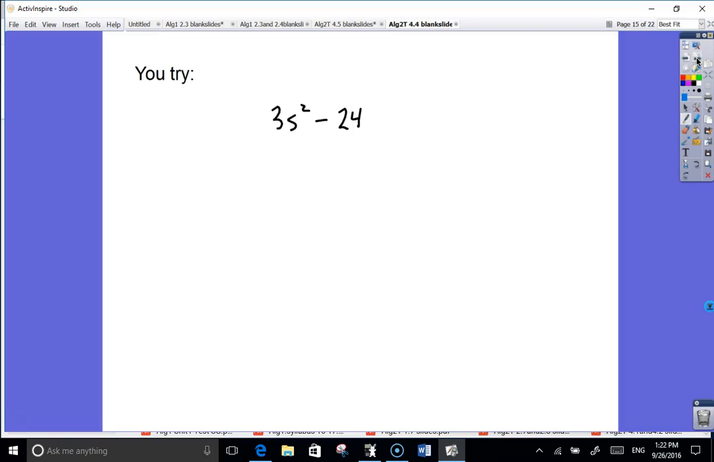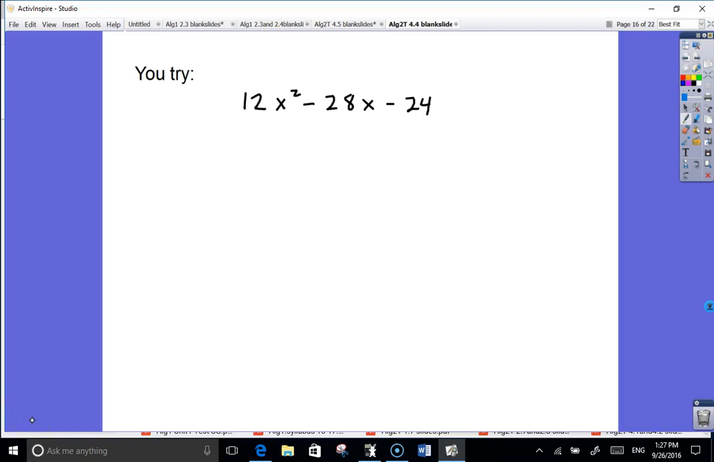So try that one. Did you find a common factor? 3. So what's left inside the parentheses if you factor out a 3? S squared minus 8. Okay, so if that's factorable, s squared minus 8, it would only be if it was a difference of squares. Is it a difference of squares? So you're done. Can't do anything more with that. So you just take out a 3 and be done. Doesn't mean it's not solvable, because when we start to get equations that have that on the left-hand side, we still have to keep solving, but we just can't factor it. Okay, try that one.